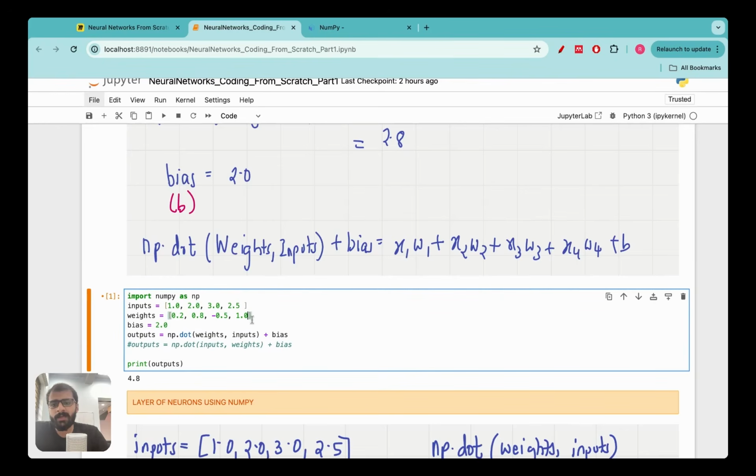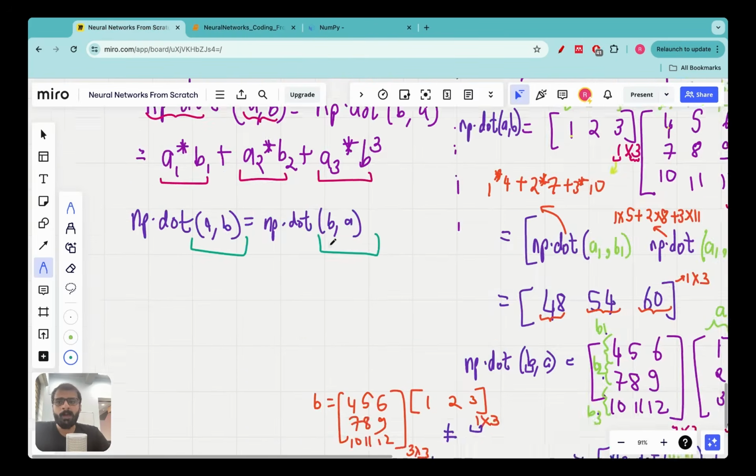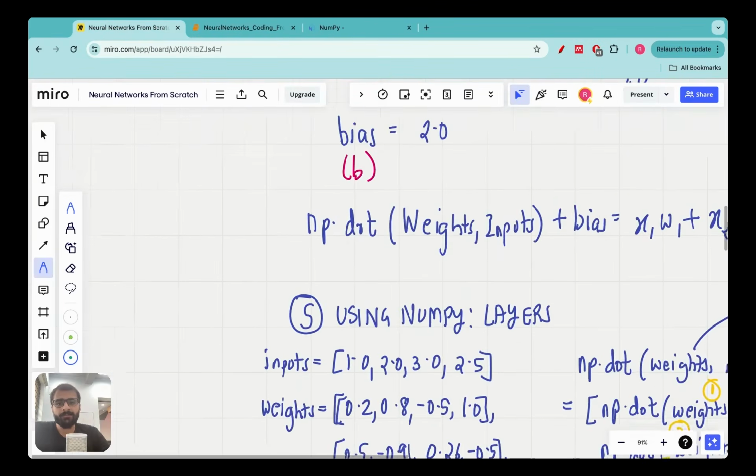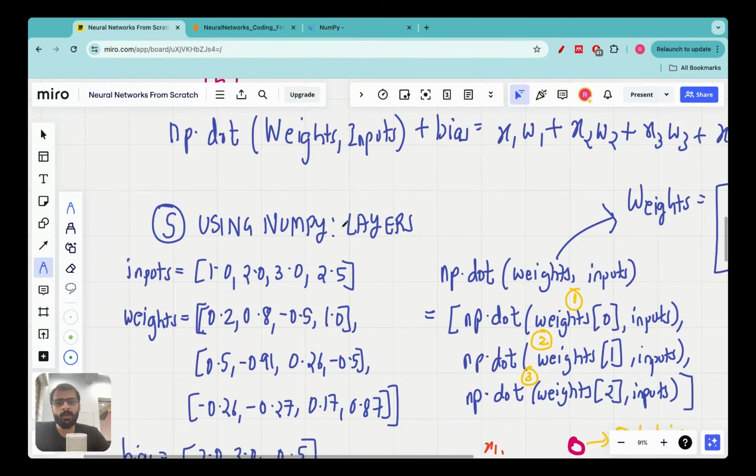And that is the advantage of using the dot product. It just makes coding very efficient and easy. Okay, so this is the way we code a single neuron in Python using numpy. Now let us look at a layer. So after we looked at a neuron, we are now going to look at a layer.